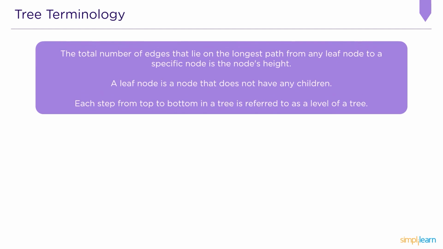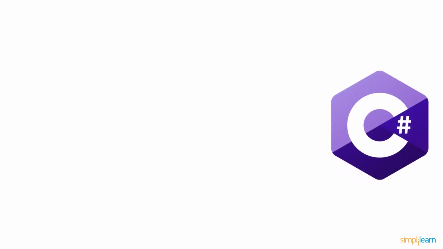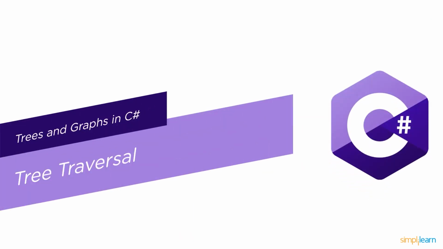Following that, the total number of edges that lie on the longest path from any leaf node to a specific node is the node's height. A leaf node is a node that does not have any children. Each step from top to bottom in a tree is referred to as a level of a tree. Next in this tutorial, we will learn about traversal in the tree data structure.